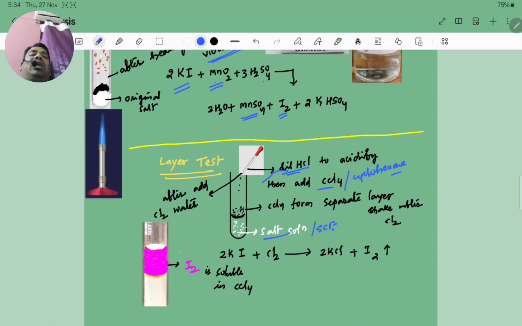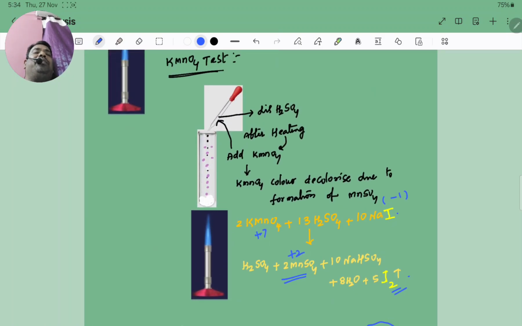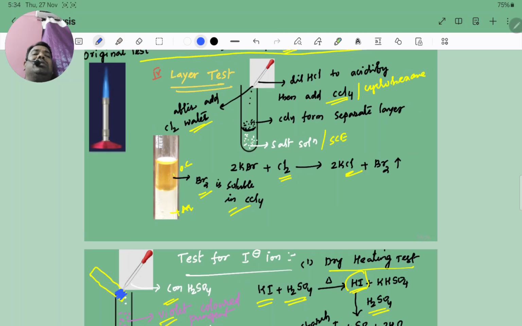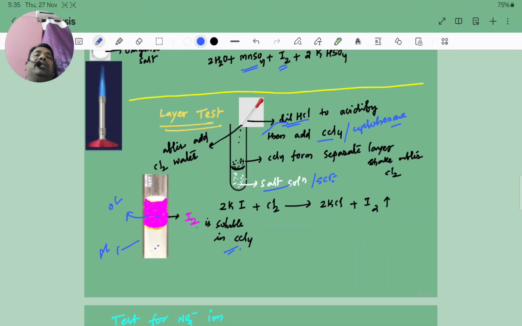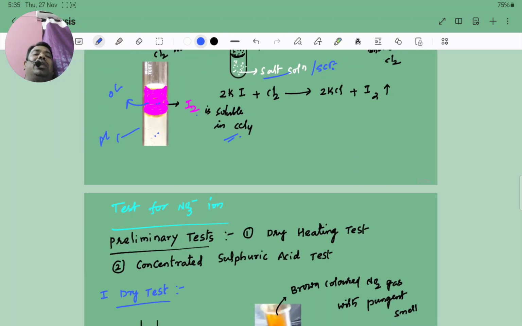When we add chlorine water, student, iodine is released, and this iodine is soluble in CCl4, and it will form a separate layer. This is the organic layer, and this is the aqueous layer. So this is called a layer test, right. Bromine will form, student, as in the above reaction you can check it. Bromine will form a light yellow color, student. Iodine will form a violet color solution. So we can identify bromine and iodine easily, right.